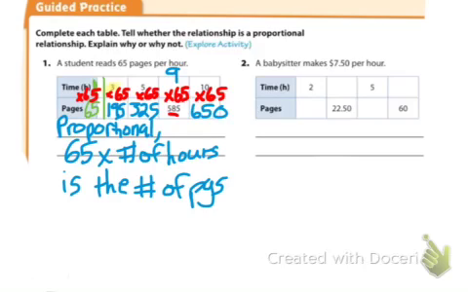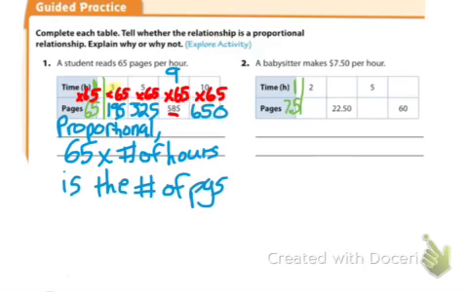On to number 2. A babysitter makes $7.50 per hour. Again, we're going to make a new column here, and in this column we're going to start with number 1. 1 hour is 7.5. I don't know why that says pages. That should say money. Yeah, that's a typo.